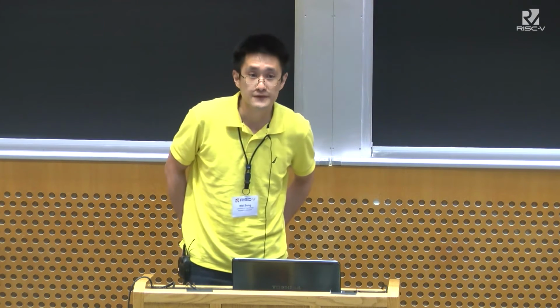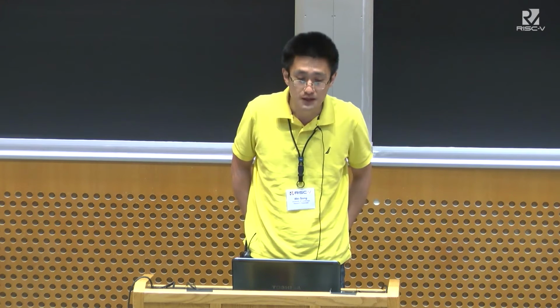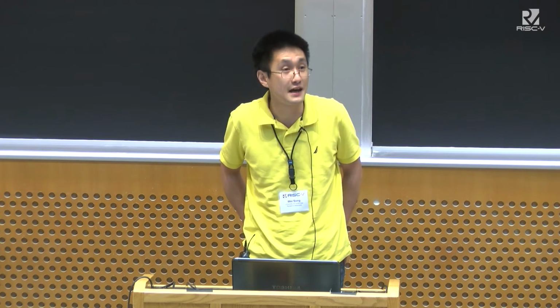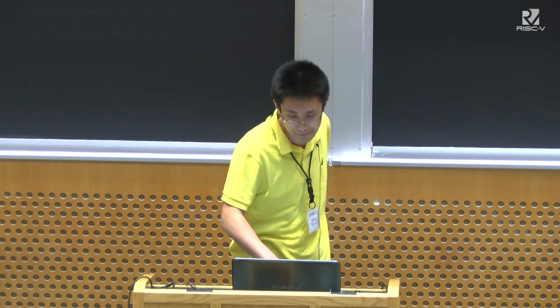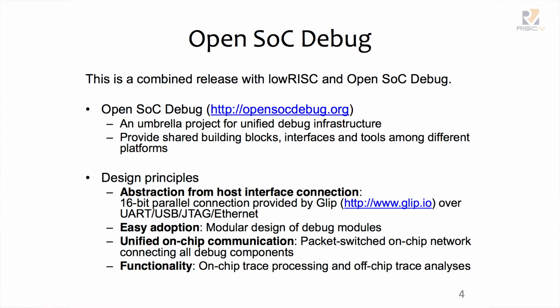In previous RISC-V workshops, we had two code releases. The first one is tag memory, and the second one is the untagged SoC. So this time, we add trace debug to it. And as I mentioned, this release is a combined release between lowRISC and SoC Debug. SoC Debug is an umbrella project which provides unified debug infrastructure. It's hoped to provide shared building blocks, interfaces, and tools among different platforms in a way that reduces the effort to adopt this infrastructure in different SoC platforms.